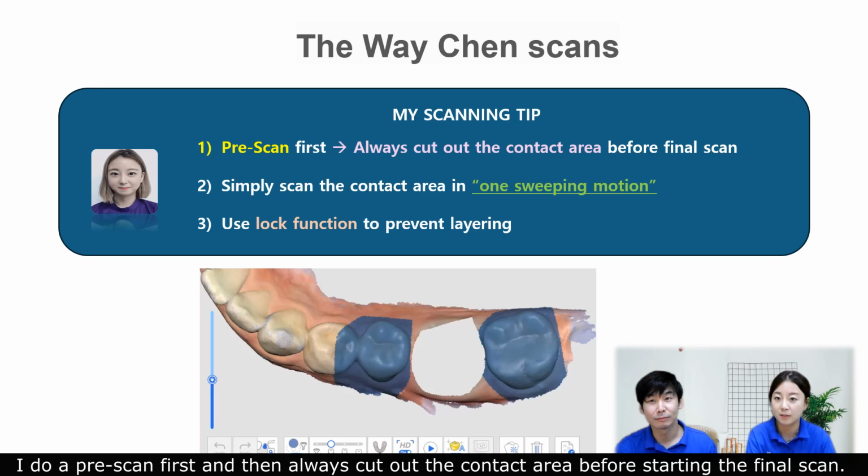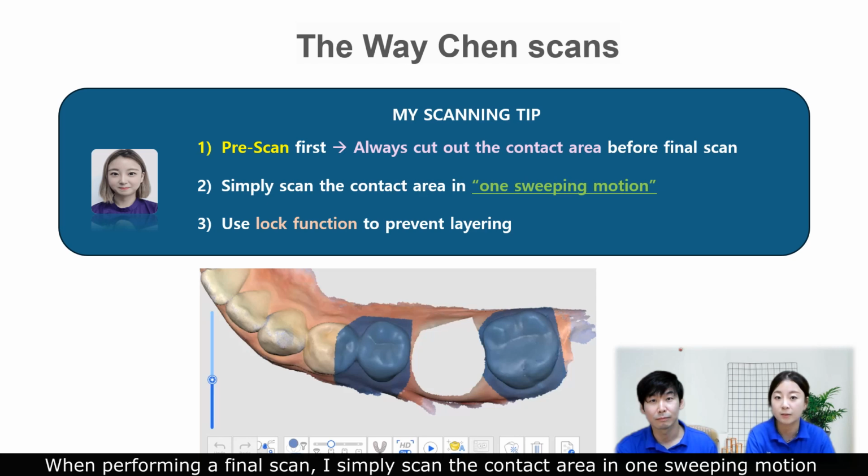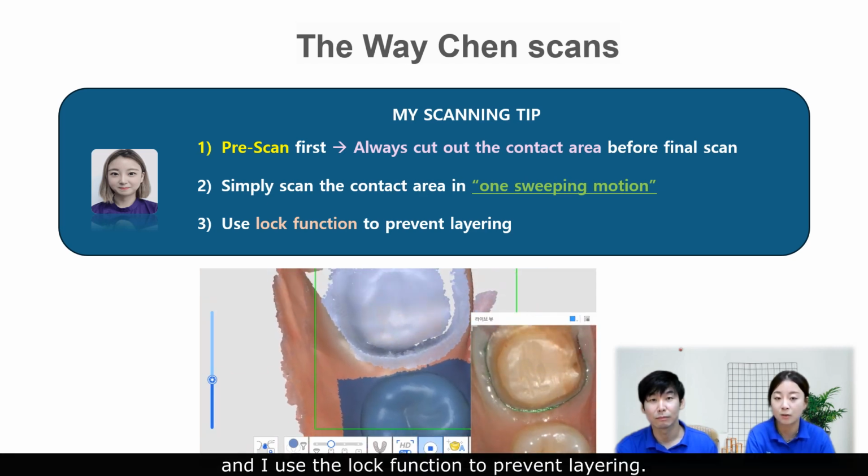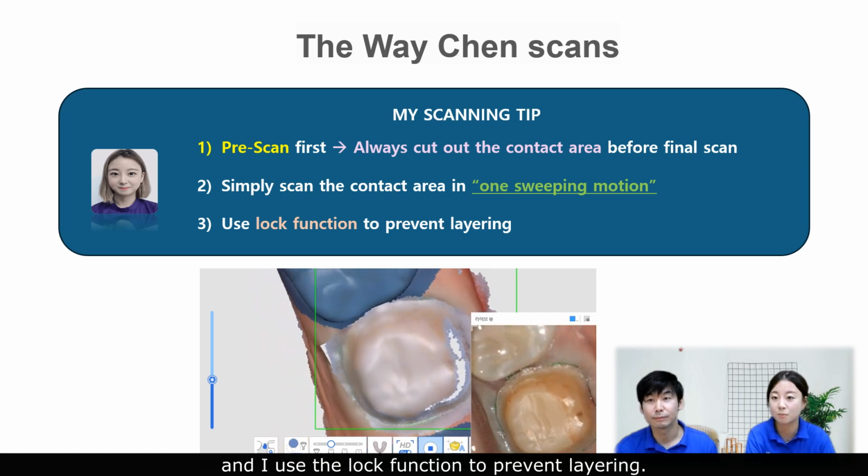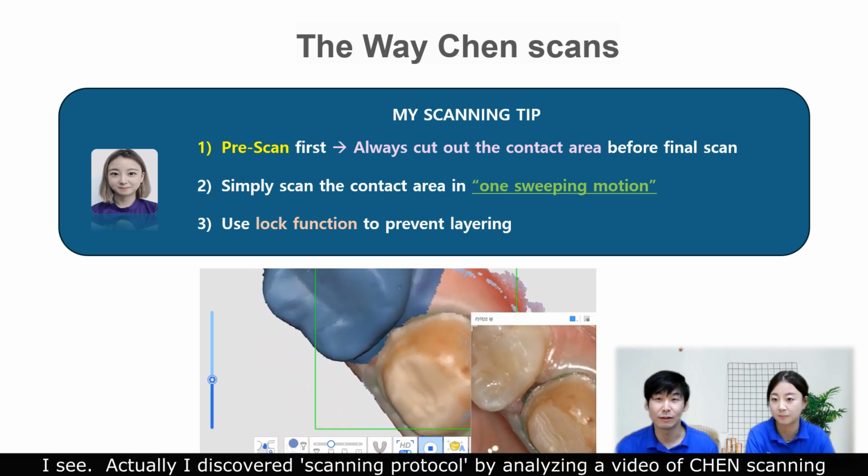I do a pre-scan first and then always cut out the contact area before starting the final scan. When performing a final scan, I simply scan the contact area in one sweeping motion, and I use the lock function to prevent layering. Oh, I see.